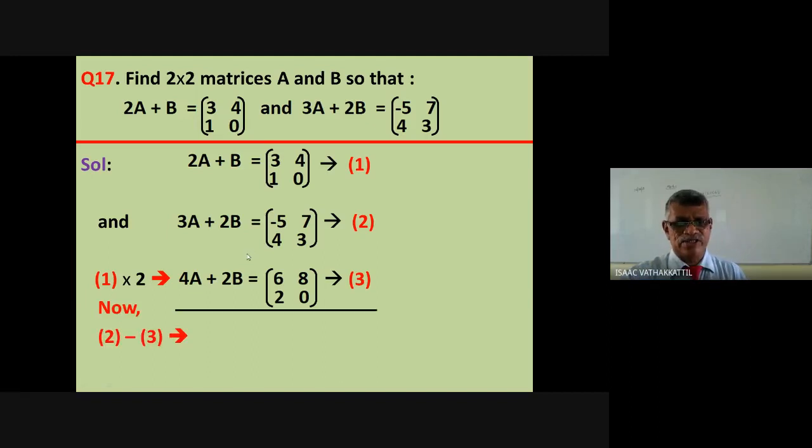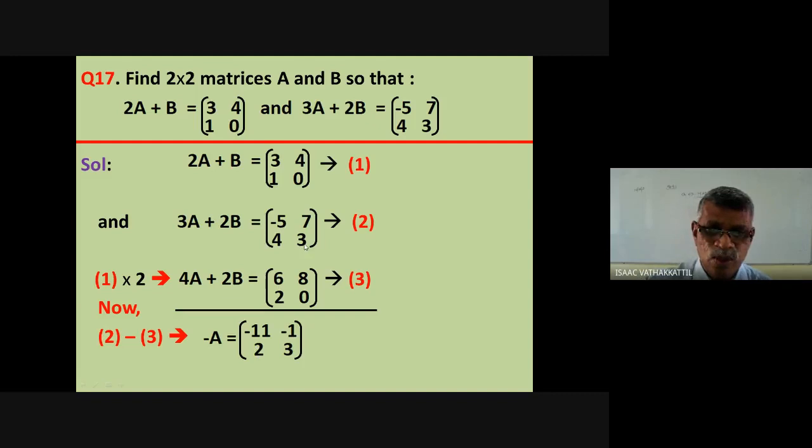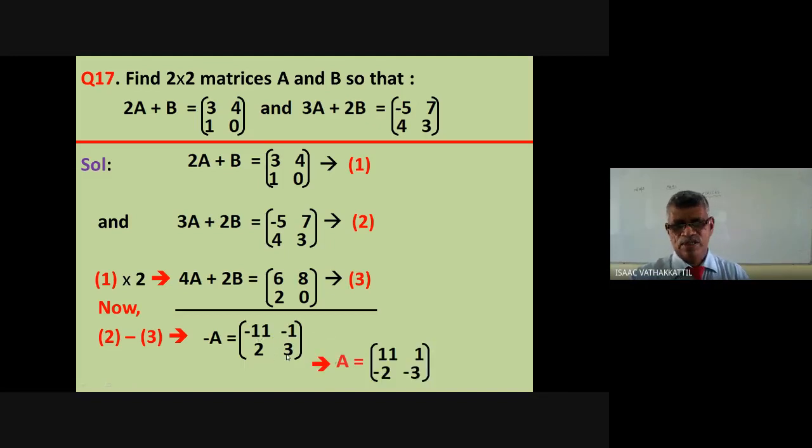Now we are going to subtract. 2 minus 3 or 3 minus 2 also, here I am taking 2 minus 3. 2B goes, 3A minus 4A will be minus A. And when we subtract, remember I am subtracting. Minus 5 minus 6, that is minus 11. 7 minus 8, minus 1. 4 minus 2, that is 2. 3 minus 0, that is 3. So what is A? A will be [11, 1; minus 2, minus 3].